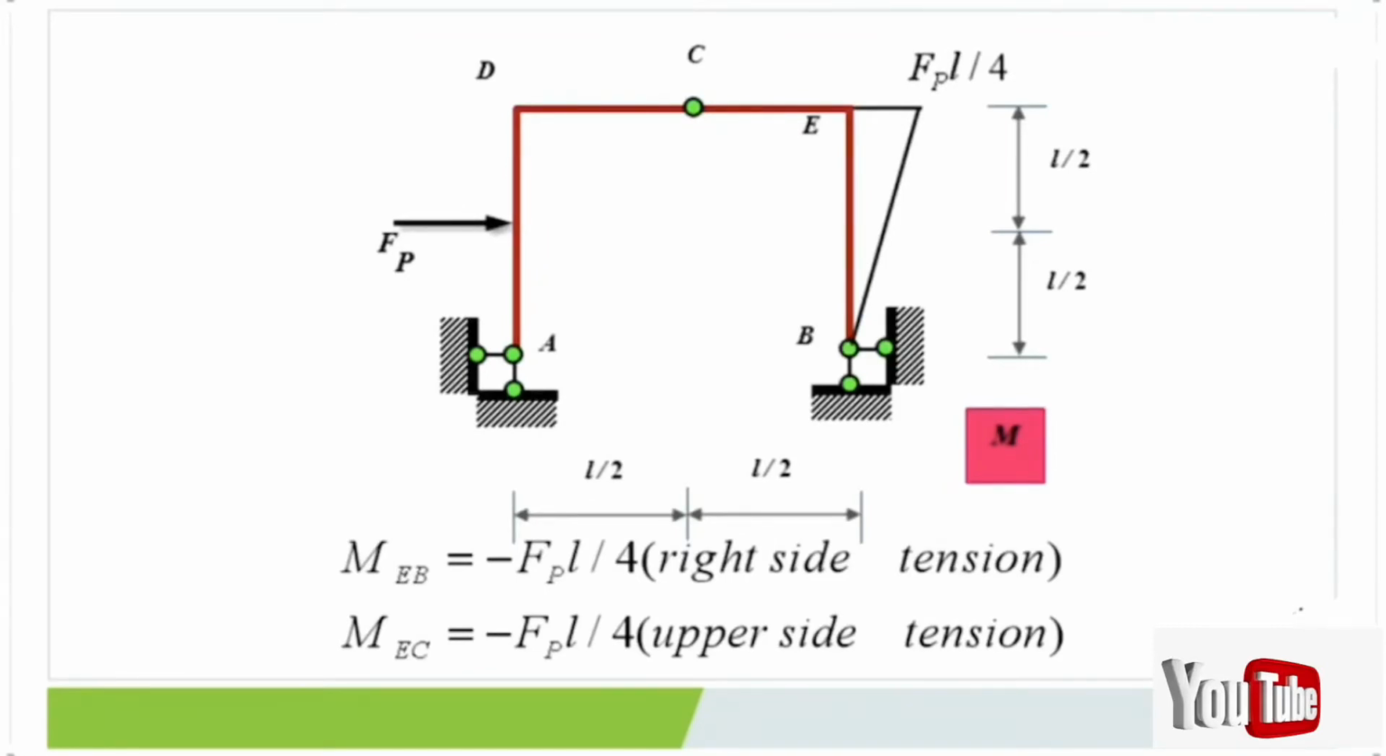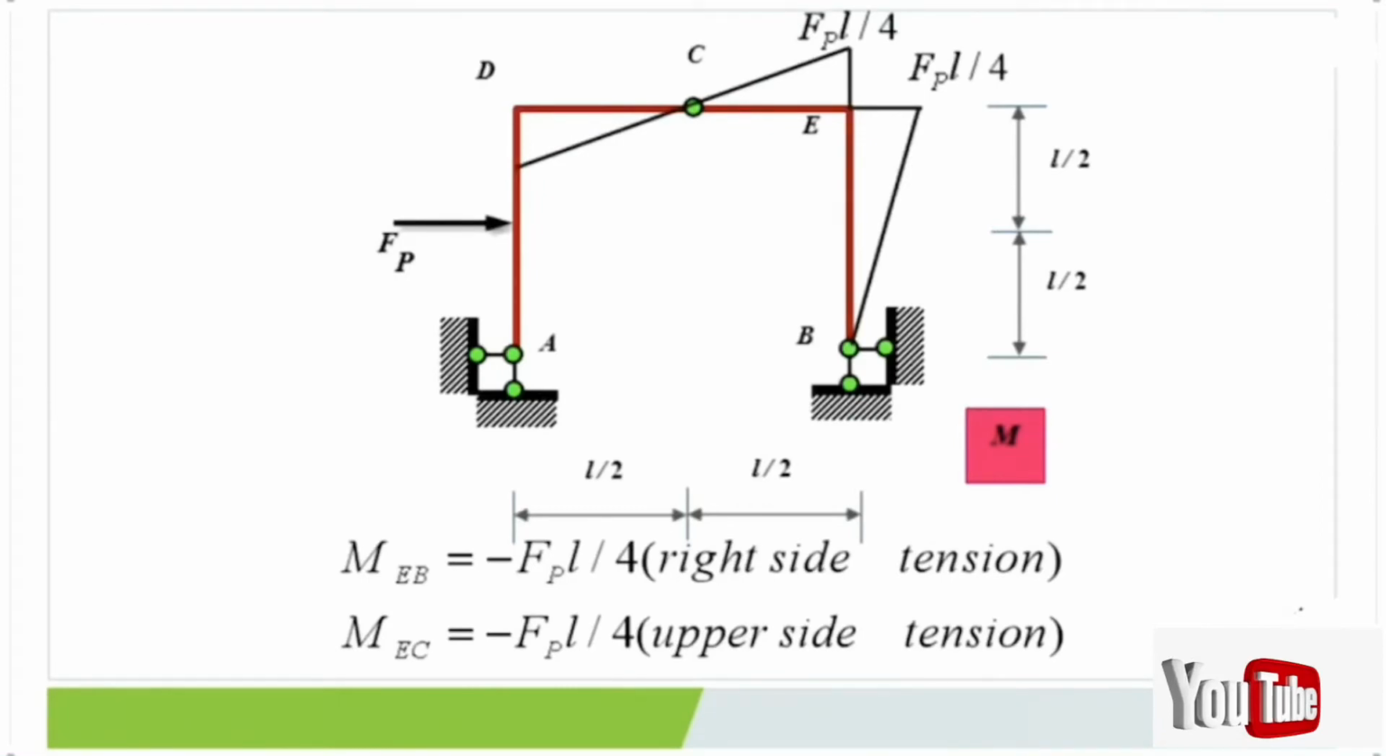Then according to the equilibrium equation of sigma Me equal to 0 for the rigid joint E, we know that Mec is also equal to a quarter of Fpl, upper side in tension. For the DCE part, Q is equal to 0, so that means the bending moment diagram must be a diagonal line. The moment at section C must be equal to 0. So we could connect these two section moments by a straight line, then elongate it to section D.